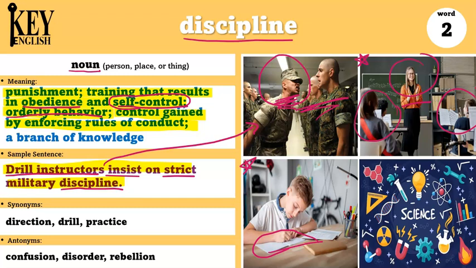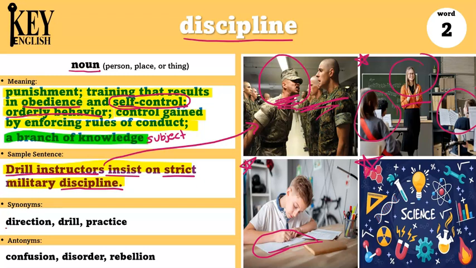And discipline can also be a branch of knowledge, which is kind of like saying a subject that you learn about in school or in university. For example, I could say, science is an important discipline studied in school.